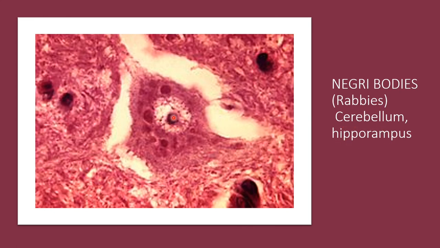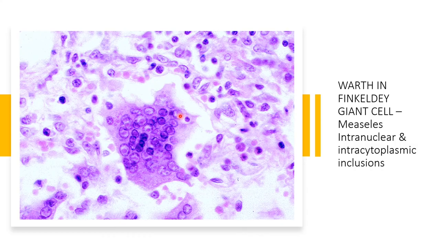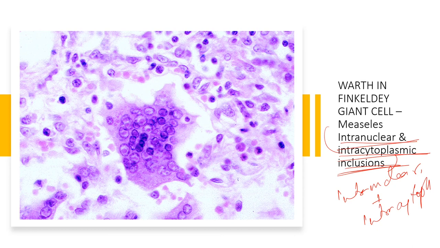So you can see dark bodies here. Okay? So these are Negri bodies seen in cerebellum and hippocampus. Sorry for the wrong spelling here. And Warthin-Finkeldey giant cells, these are seen in measles. These have both intranuclear and intracytoplasmic inclusions. This comes as a question, which has both intranuclear plus intracytoplasmic inclusions, so that is Warthin-Finkeldey giant cells.